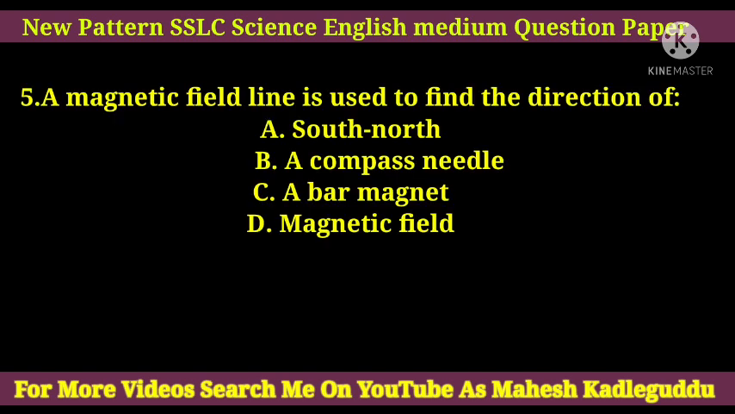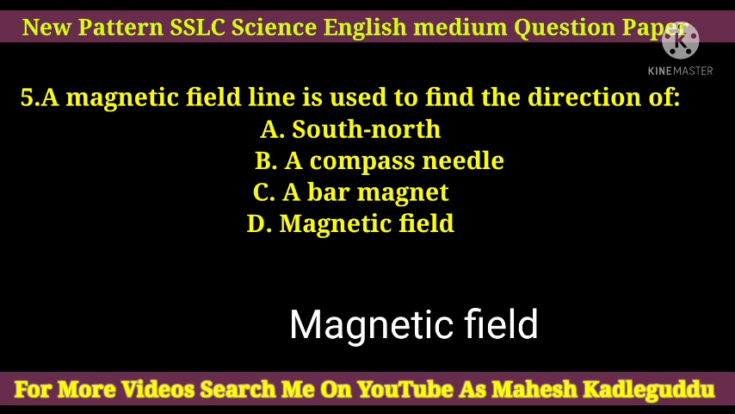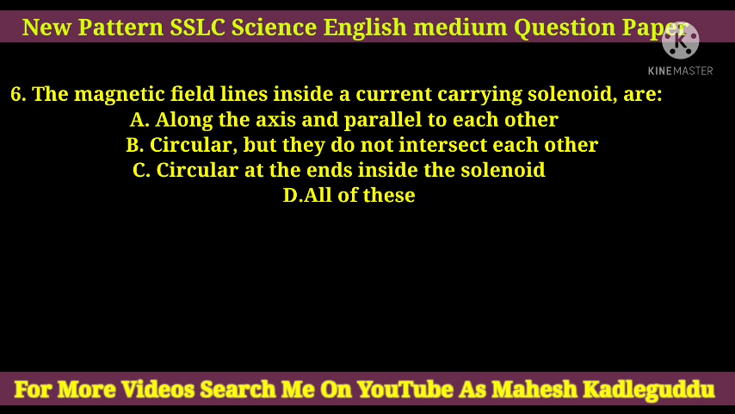Next, the fifth question: a magnetic field line is used to find the direction of southern north, a compass needle, a bar magnet, or magnetic field. A magnetic field line is used to find the direction of the magnetic field. Magnetic field is the right answer. The sixth question: the magnetic field lines inside a current carrying solenoid are along the axis and parallel to each other, circular but they do not intersect each other, circular at the ends inside the solenoid, all of these. The right answer is along the axis.